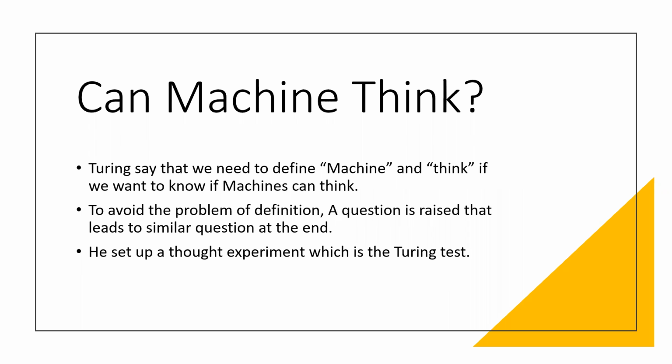This paper starts with the question: Can machines think? He finds the question unhelpful, and the process of defining machines and think can be dangerous. So he replaced the question with the imitation game, also known as the Turing test.